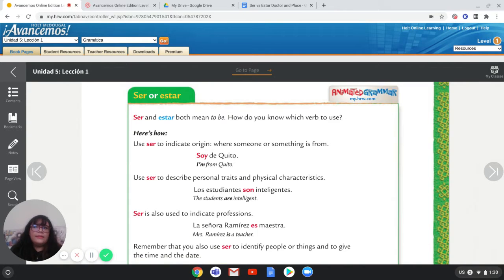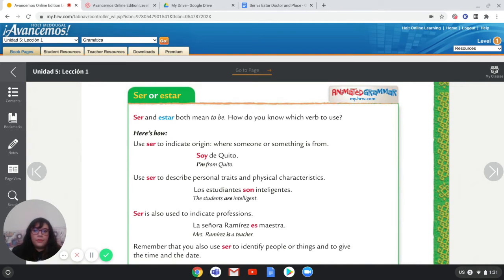Estar, so the second way that you say to be, is more of a current happening situation. So it is more temporary, just because currently I could be in the room, or currently I could be hungry, currently I could be sad, but then that changes much more frequently versus me being tall. I can't exactly really change that. So it's a little different. They both mean to be though.